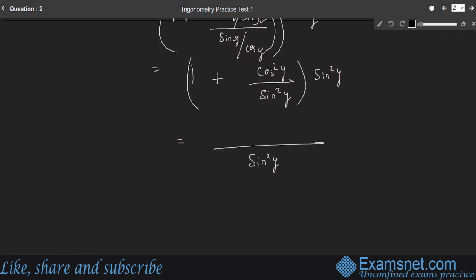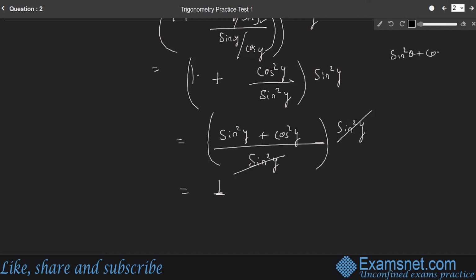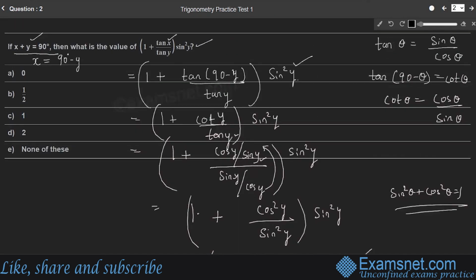So the numerator becomes, 1 into sine square y is sine square y plus cos square y, multiplied by sine square y. So we can cancel sine square y and sine square y. So we have sine square y plus cos square y, which is 1, because sine square theta plus cos square theta is always 1, right? Therefore, the value of the given expression is equal to 1, option C.